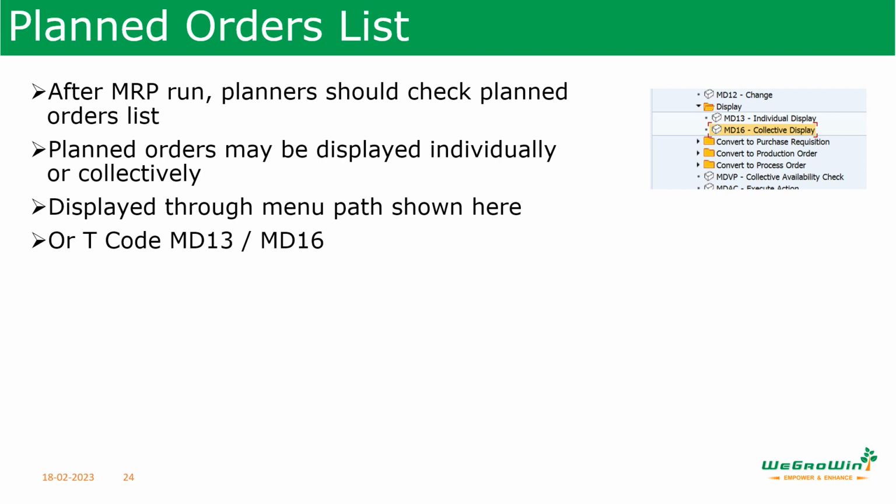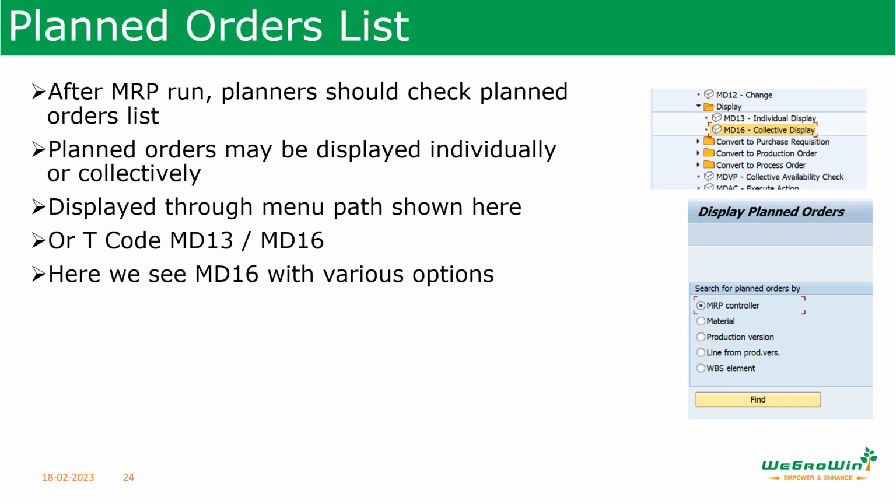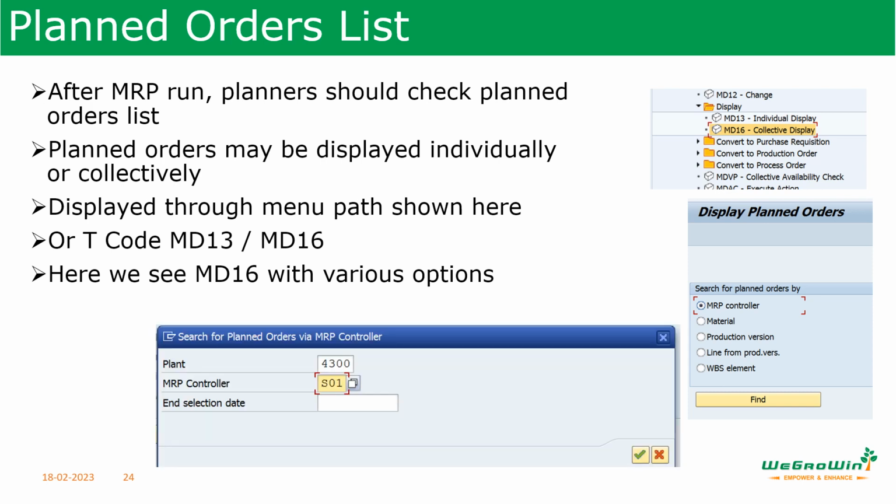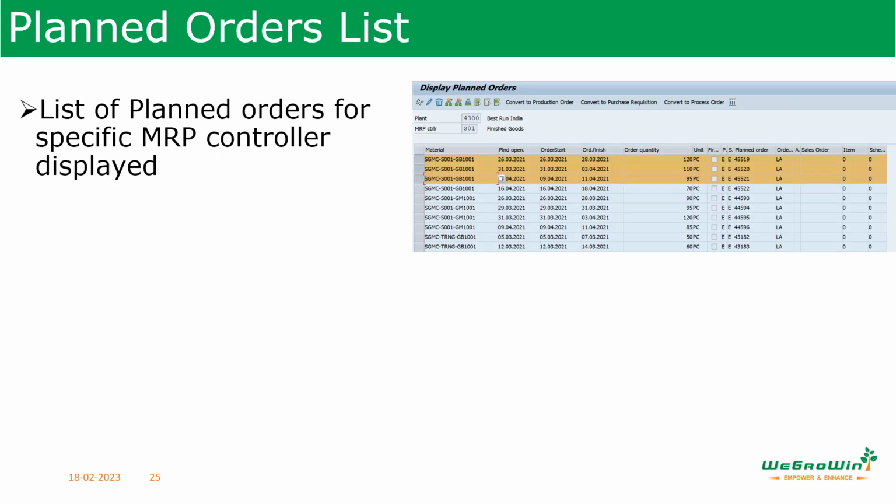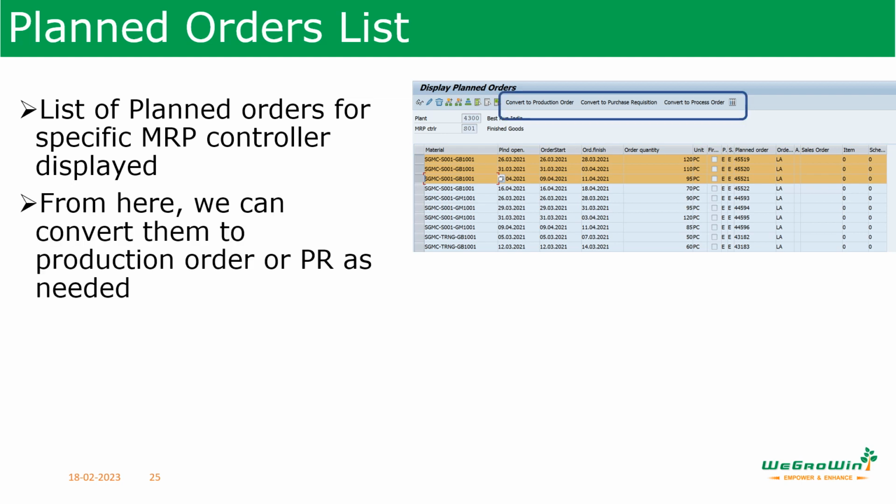After the MRP run, planners should check the planned orders list. Planned orders may be displayed individually or collectively. The display menu path is given here, transaction MD13 or MD16. Here, when you're using MD16, the collective display, we have various options like MRP controller, material, production version, etc. So now if you put plant and MRP controller, select it and execute it. Here all the planned orders are listed. From here we can convert them into production orders or purchase requisitions as needed.